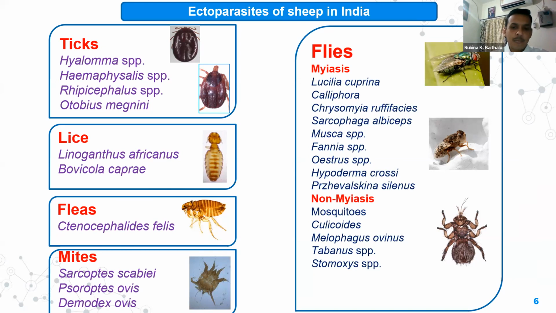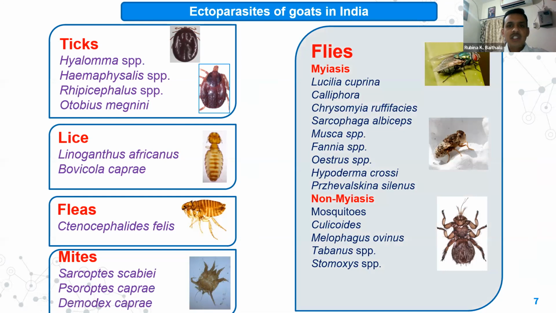And so far as mites are concerned, there are again three types of mite: boring mite, non-boring mite, and follicular mites, like Sarcoptes, Psoroptes, and Demodex bovis. If you talk about flies, the flies are again broadly classified into two groups, that is myiasis causing flies and non-myiasis causing flies. So these are the different ectoparasites of sheep.